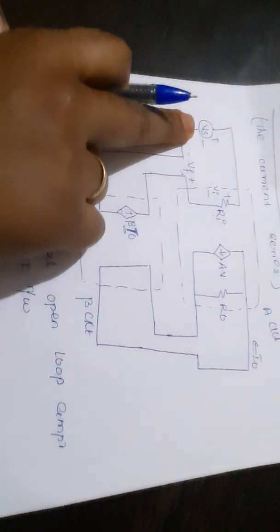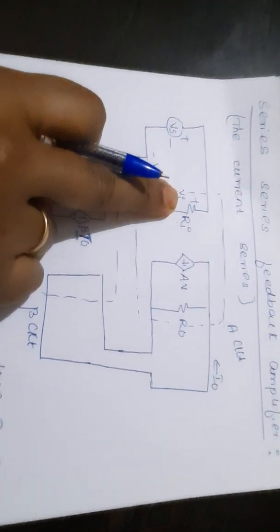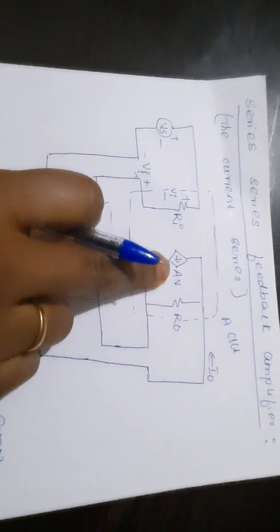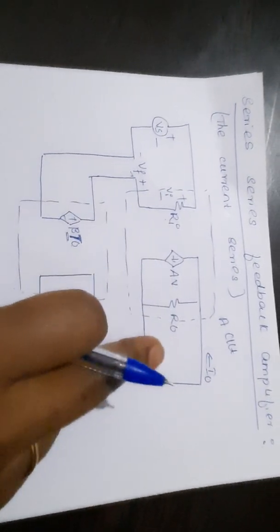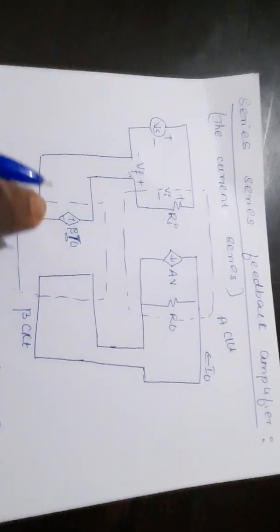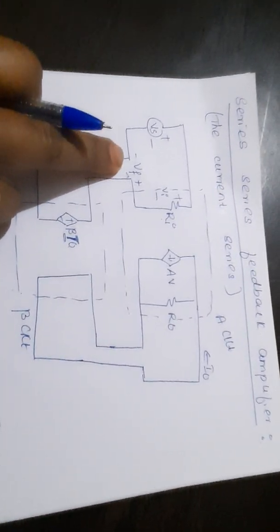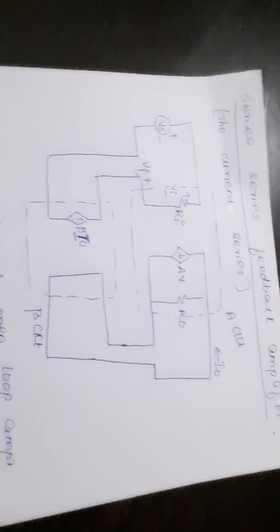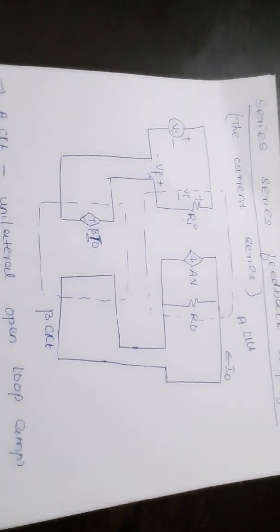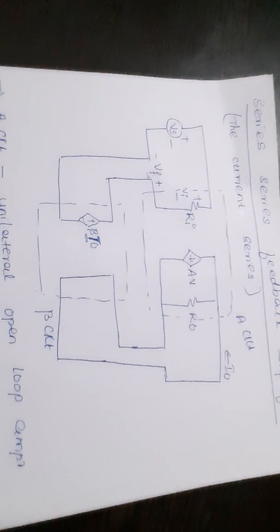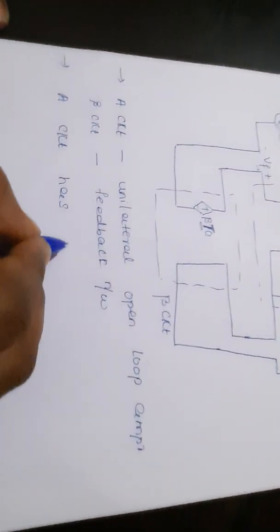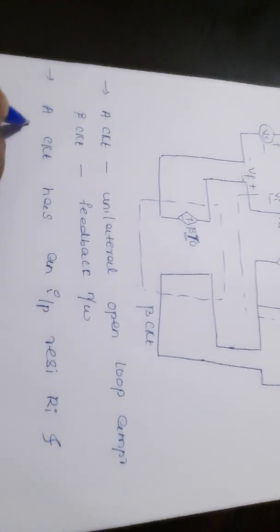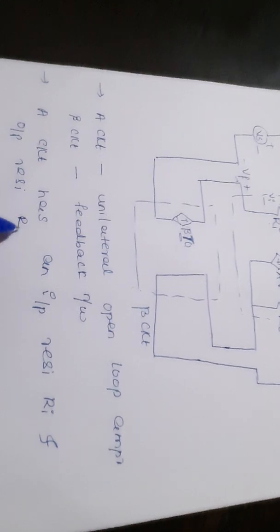I'll repeat. The function generator Vs is connected and we will be having here Ri as input resistance and R0 as output resistance. We'll be having gain A into voltage. Output current here is I0. I0 is fed back in terms of beta I0 and we get the feedback voltage Vf with the polarity plus and minus. The A circuit has an input resistance Ri and output resistance R0.